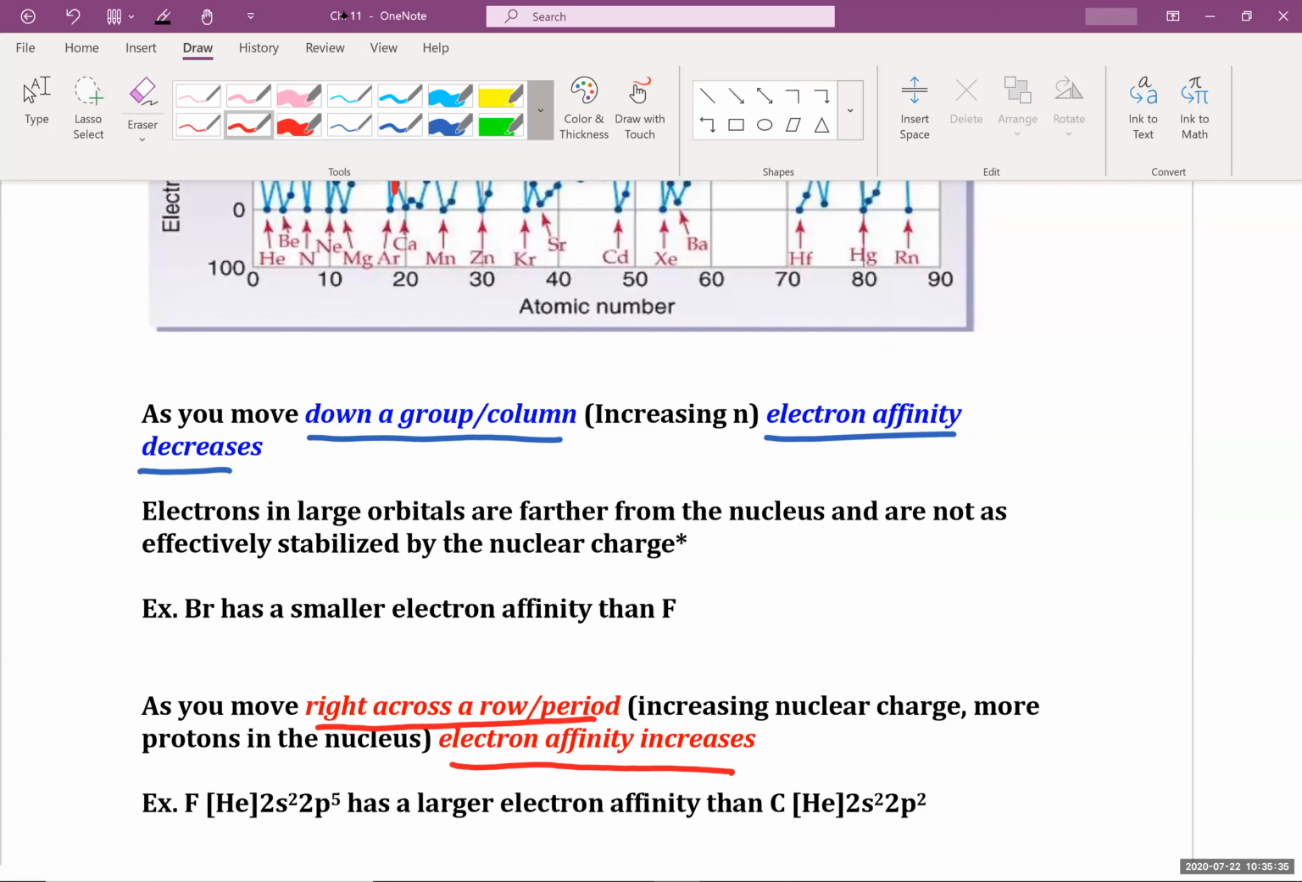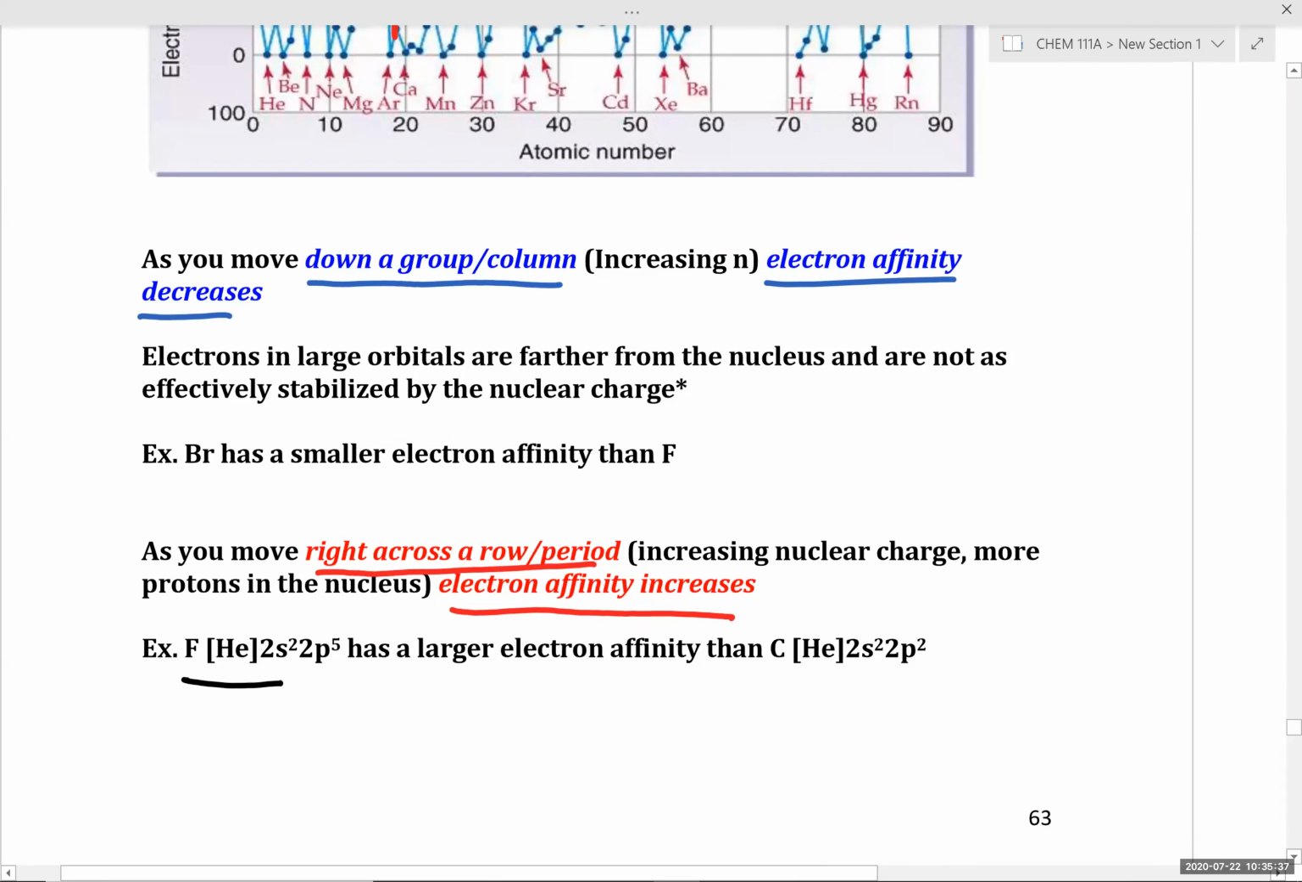This is why, for example, fluorine has a larger electron affinity than carbon. Fluorine is farther to the right, has more protons, greater nuclear charge, and in turn, it's more readily able to stabilize an added electron. Okay, so everything seems to match. It very closely correlates with the trends that we observed for ionization energy.